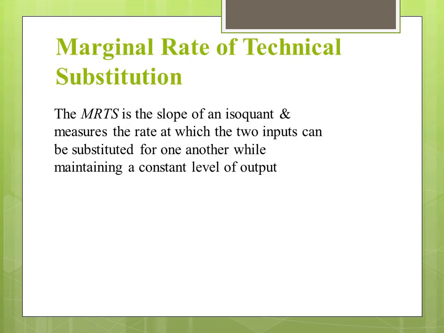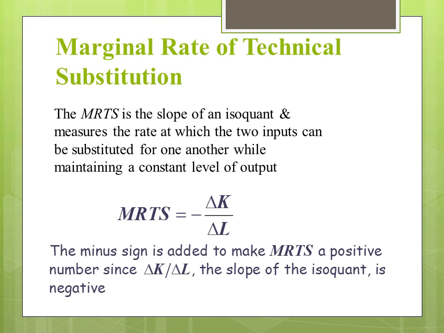Next topic is the marginal rate of technical substitution. The marginal rate of technical substitution is the slope of an isoquant and measures the rate at which the two inputs can be substituted for one another while maintaining a constant level of output. So basically, it is the slope of the isoquant, where to get one more unit of labor, we leave fewer units of capital. So the marginal rate of technical substitution of labor for capital is falling.